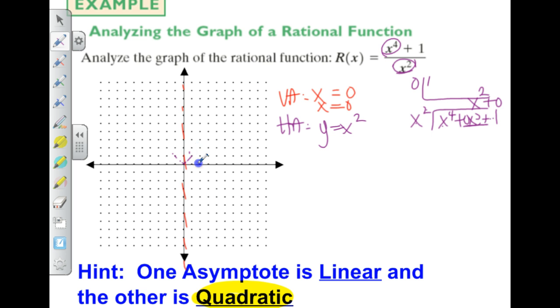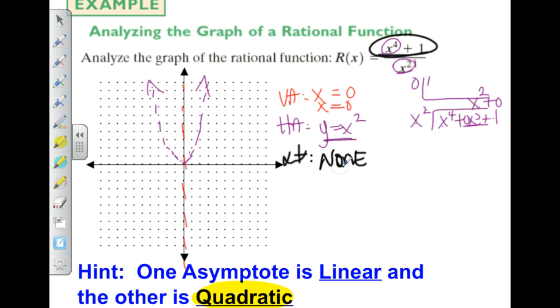Over 1 up 1, over 2 up 4. Get a little bit more accurate here. So this purple is my oblique asymptote, which happens to be a quadratic asymptote. I know, that's weird. So let's see, the x-intercept is going to be found by setting this equal to 0, so there's none. No x-intercepts because x to the 4th plus 1 never equals 0. And then the y-intercept, letting every x be 0, there's none there either.